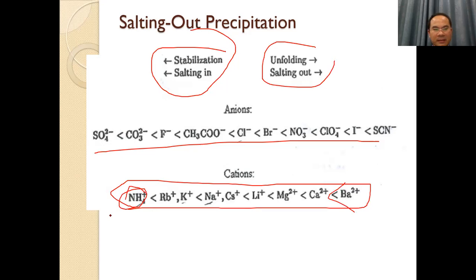This is the highest, this is the lowest for salting out. The lowest salting out means the highest salting in. This is the highest salting out. This is the lowest salting in. The highest salting in is the lowest salting out.